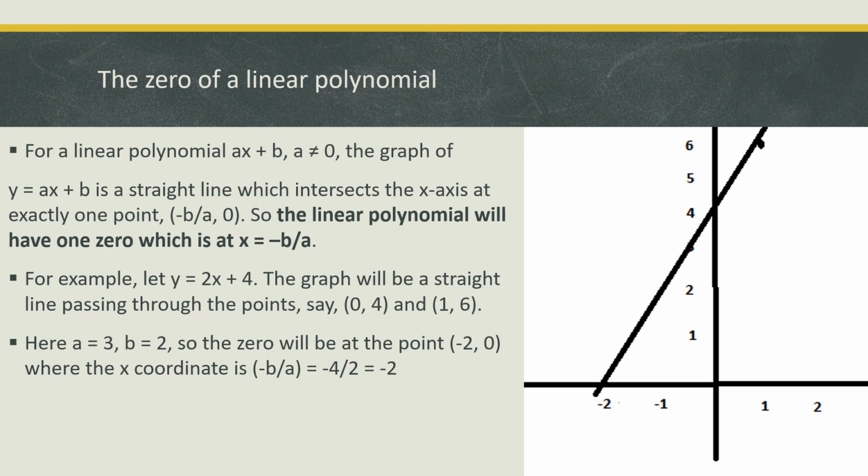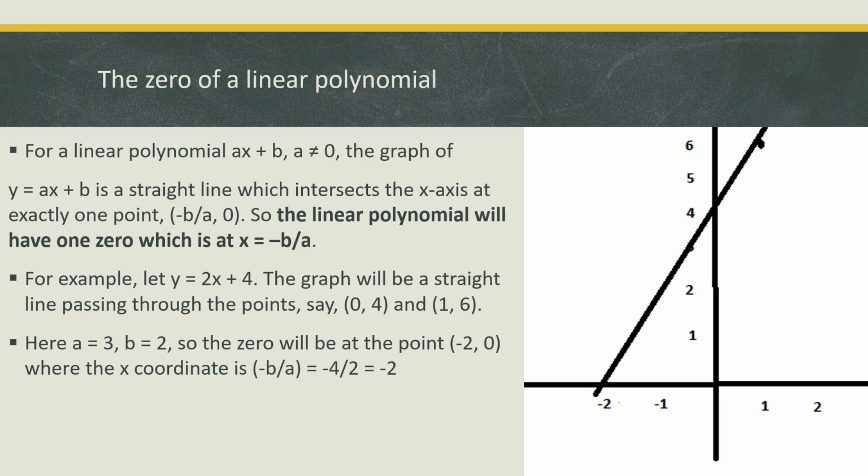For example, if you have a linear polynomial ax + b, where a is not equal to 0, the graph of y = ax + b is a straight line, which intersects the x-axis at exactly one point, which is (-b/a, 0). Now why does this happen? We have just seen that the zero of a polynomial is the value at which the value of the polynomial is 0. So when you put y = 0 in y = ax + b and make x the subject of the formula, you get x = -b/a. So at the point x = -b/a, we have y = 0, the value of the polynomial is 0.